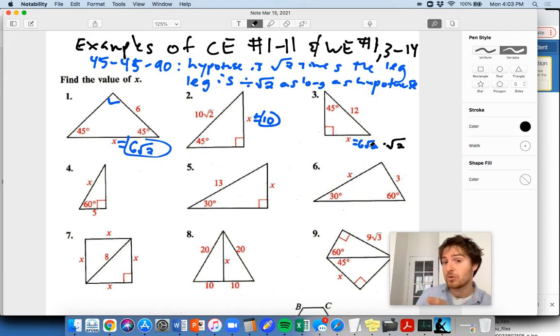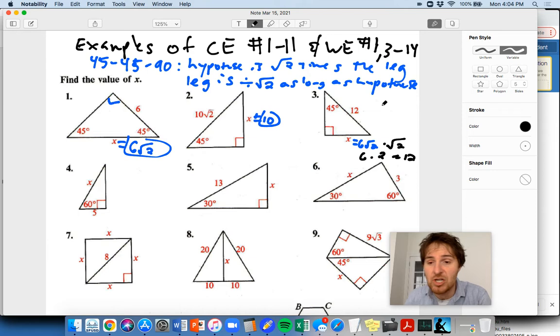Because with 6 root 2, we know if we multiply by root 2, we get the hypotenuse. The hypotenuse is root 2 times longer than the leg. Root 2 times root 2 is what? Well, it's 2. And 6 times 2 equals what? It's 12, right? That's how the 12 gets there. So we can check our answer, make sure we got it right.